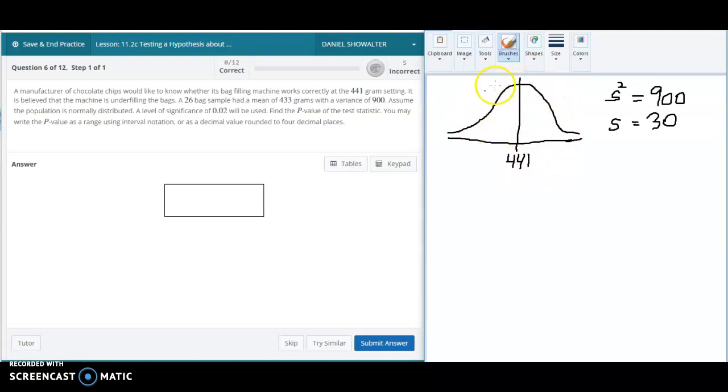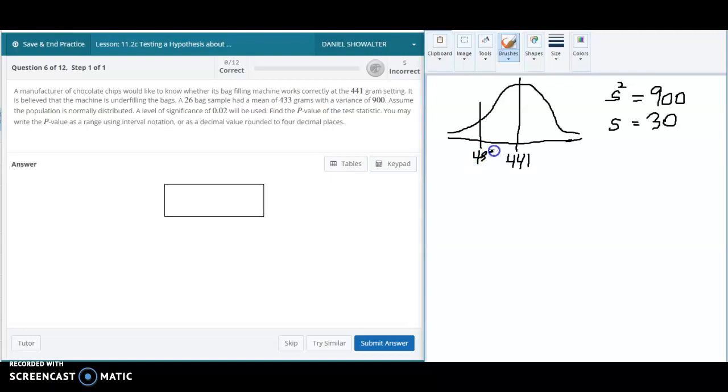So the distribution of sample means, in other words, if we would take a 26 bag sample, get the mean, take a 26 bag sample, get the mean, and so on. If nothing was going on, if the machine really was working as intended, then it should be this 30 divided by the square root of n, square root of 26. So that would be the standard deviation here. We're looking at a sample mean of 433, so that's somewhere over here.